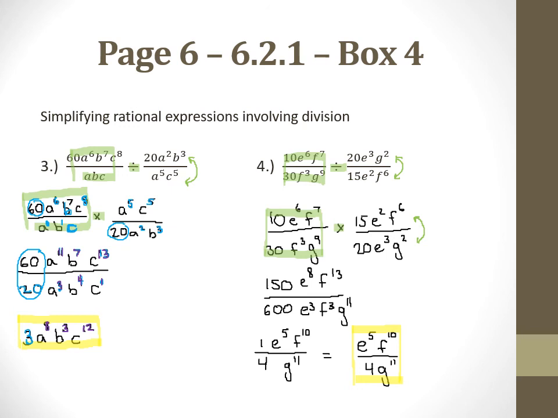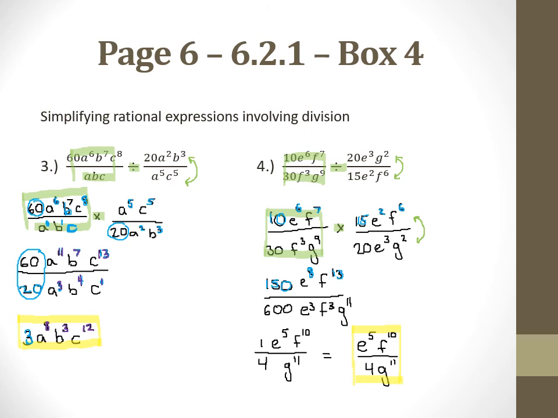Now when I combine, I am going to multiply across first. So going across the top, I have whole numbers 10 times 15. That gives me 150. And now because I'm multiplying, I'm going to be adding the exponents. For e, we've got 6 and 2, so that gives me e to the power of 8. For f, I've got 7 and 6. That gives me f to the power of 13.